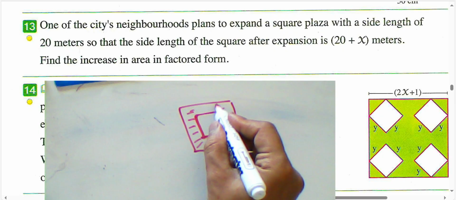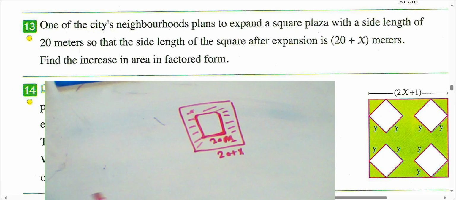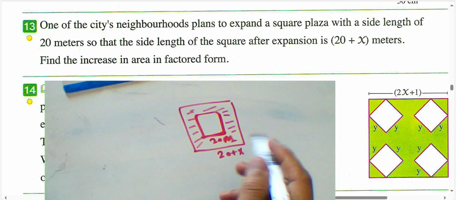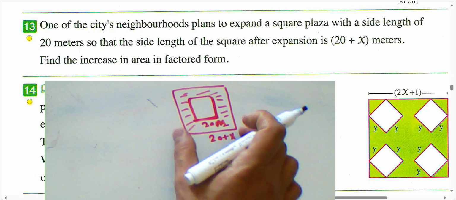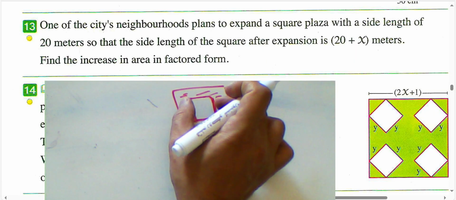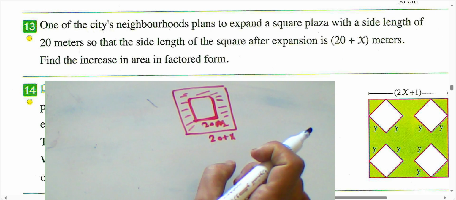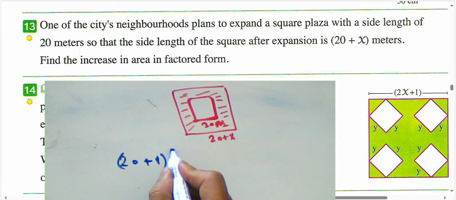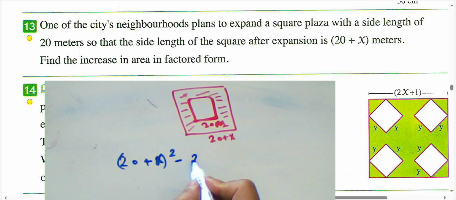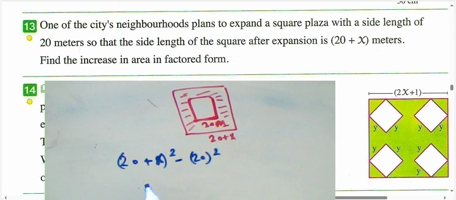Okay, we want to find the area increased, the amount of the increase. So I must get area 1 and area 2, then find the difference between them. The big one minus the small one: write 20 plus x all power 2 subtract 20 power 2.